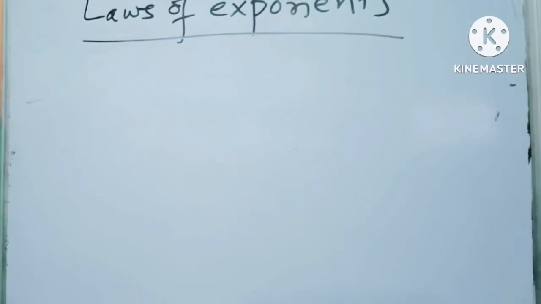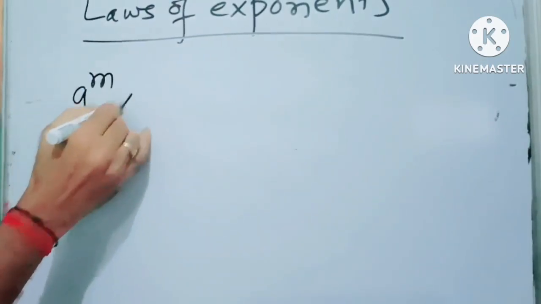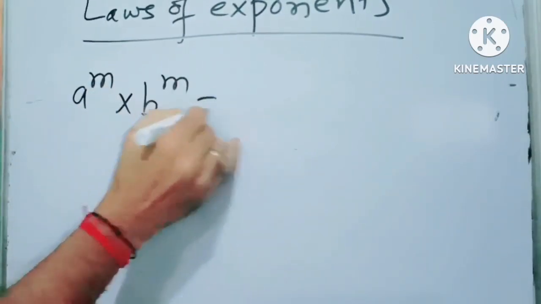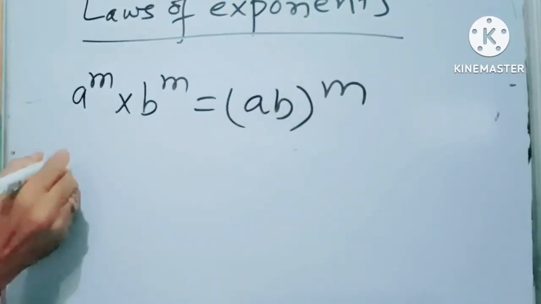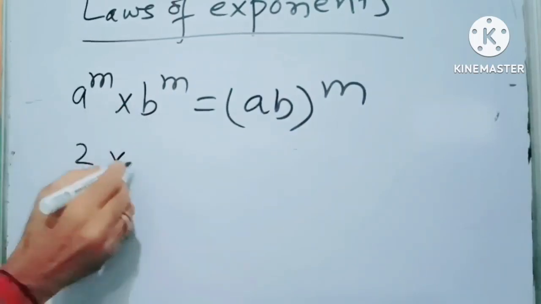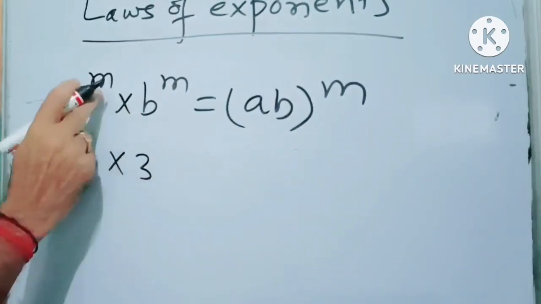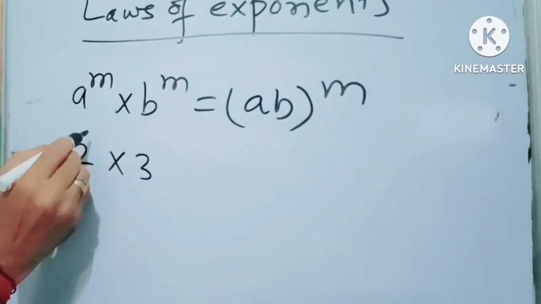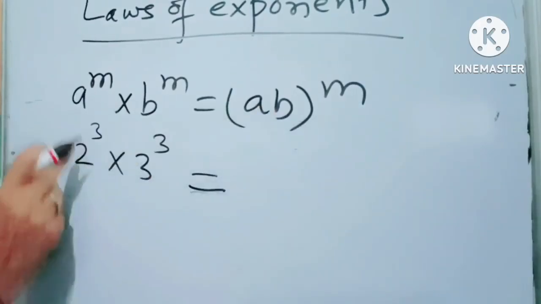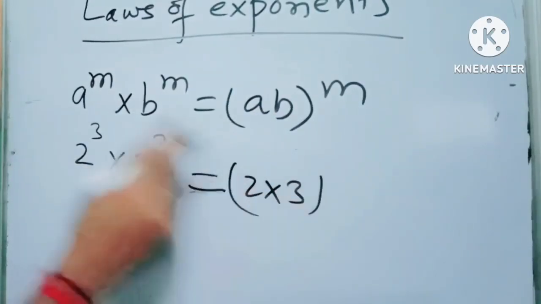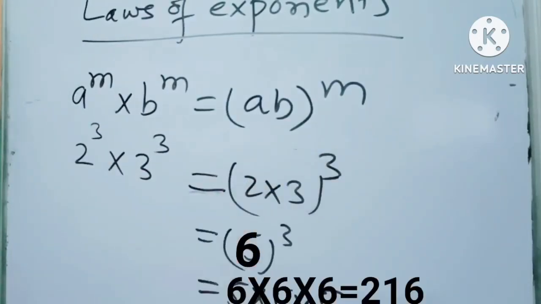And now rule 4. Rule 4 is a to the power m multiply b to the power m equal to a multiply b whole to the power m. Here a, suppose we are taking 2, and here b is another number, that means a different base. Here it is 3, same power, we can write 3 here and 3 here. That means we can write ab, 2 multiply 3, with the same power 3. And here the power is 3, that means 6 to the power 3. 6 multiplied by itself 3 times gives the answer 216.